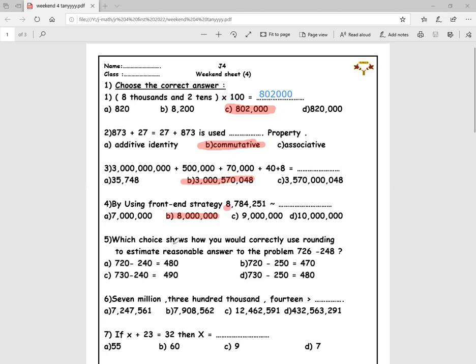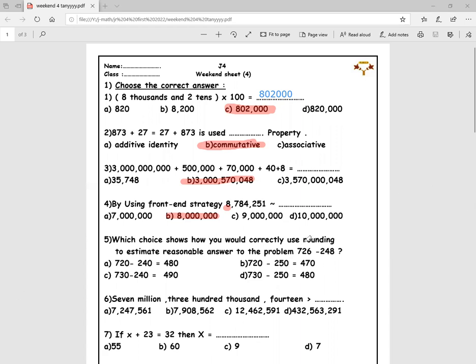Which choice shows how you would correctly use rounding to estimate a reasonable answer to the problem 726 minus 248? Remember, in rounding, we have two groups of numbers: strong numbers, which push the number to the next value, and weak numbers, which stay at the same value. Which numbers are the strong ones? 5, 6, 7, 8, 9. And which numbers are the weak ones? 0, 1, 2, 3, 4.